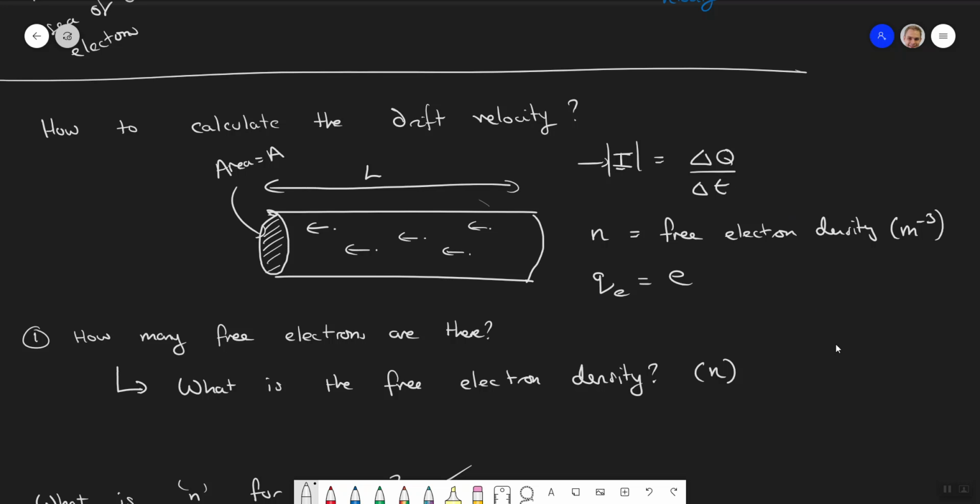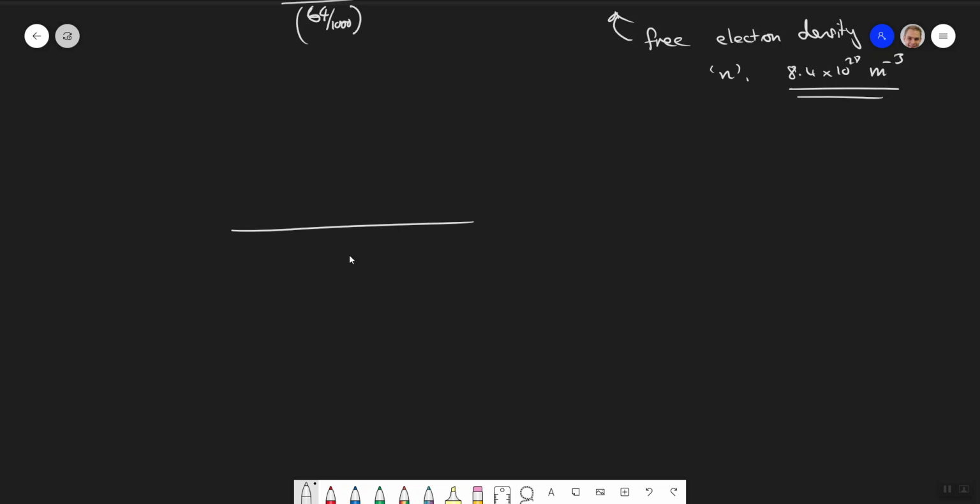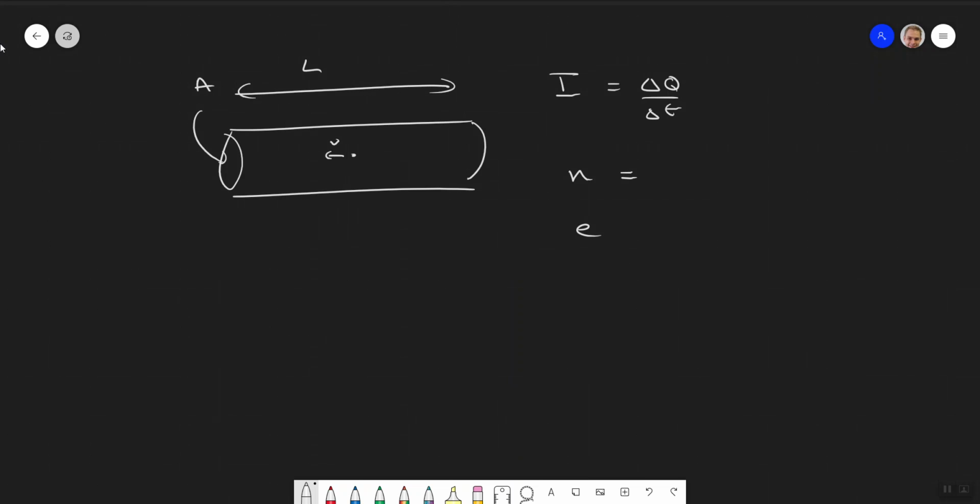Okay, so I'm going to redraw it just down here. What we know is we have a cross-sectional area of A, we've got a length of L, we have a current value which we can measure with an ammeter. We have an n which we can know, and we have a charge on an electron which we know. These are the things that we know, and we want to find out v. We want to know how fast they're going.